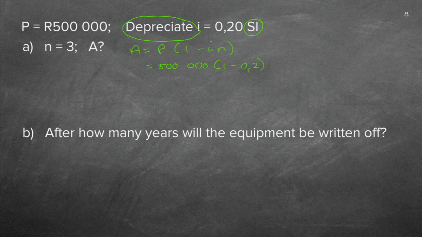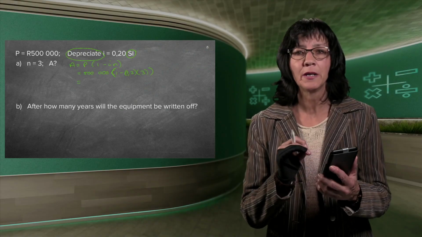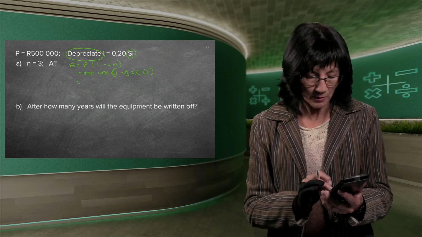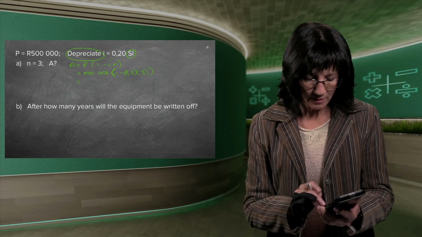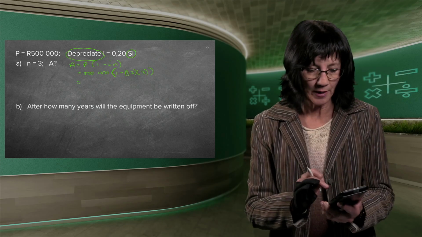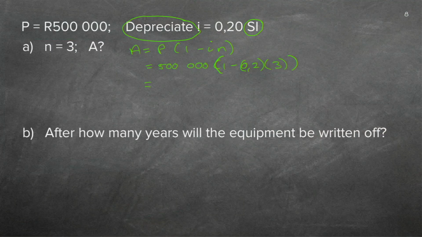Oh, and I didn't leave space here. So let's just make that in a bracket. Make that for how many years? For 3 years. And I put my big bracket there. So there's my problem. I grab my calculator and I say 500. Remember again to check that you don't press one too many or two less zeros. So rather leave the space in the middle. Bracket 1 minus 0.2 times 3, close your bracket, equals 200,000.